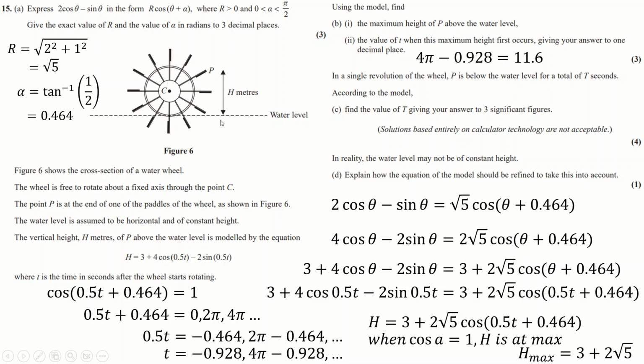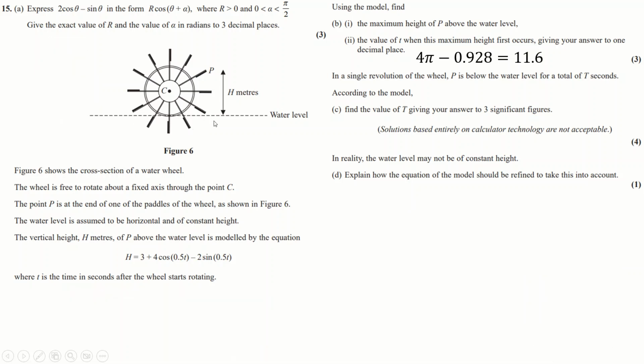P is below the water level, so there are 2 times P is on the water level, here and here. P is below the water level for a certain amount of time. Find that time. So if I could find the 2 times it's on the water level, I could just take the larger time away from the smaller to give me the total time that it kind of exists there for.